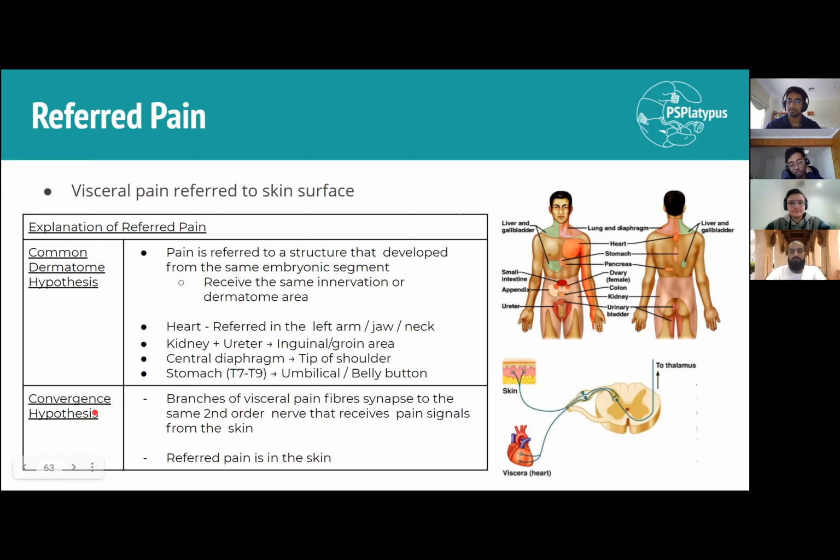We have another one called the convergence hypothesis. This is when branches of visceral pain fibers, for example from the heart, synapse at the same second order neuron that receives pain signals from somewhere like the skin. Hence, if activation from these visceral pain fibers is so strong, we believe our brain can misinterpret that as pain coming from the skin, because it's synapsing to the same second order neuron, and that's the convergence hypothesis.